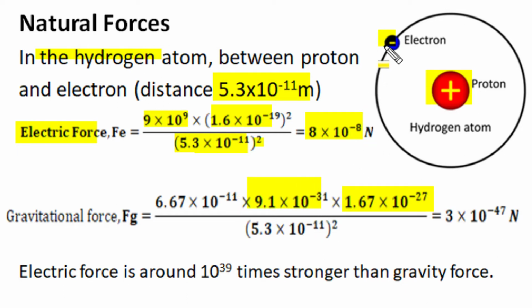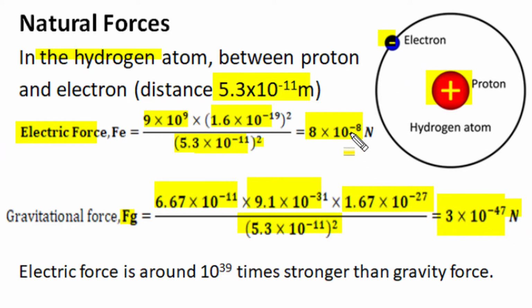Now similarly, a proton has 1.67 × 10^-27 kg mass, and an electron has 9.1 × 10^-31 kg mass. The mass is very small, and the gravitational constant G has a value of 6.67 × 10^-11, and the separation is the same between nucleus and electron. Both electrostatic force and gravitational force are inverse square forces, and the force calculation results in about 3 × 10^-47 Newton.